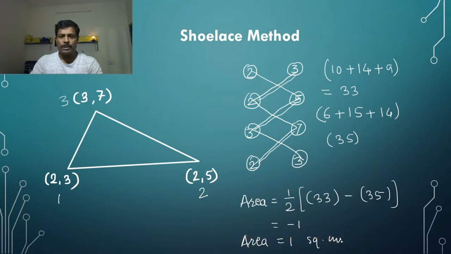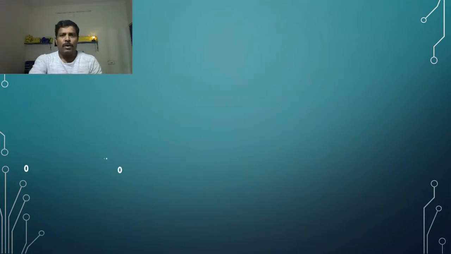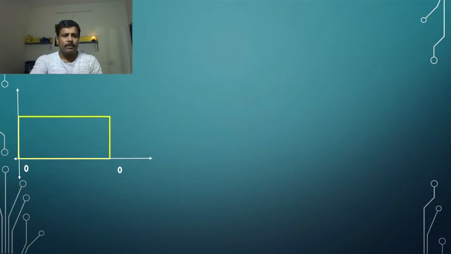square units. How simple. So is it applicable only for triangles? No. This method is applicable to any polygon. So let's verify. We will see this is a coordinate system. For the sake of simplicity, we are considering a rectangle whose coordinates are like this.